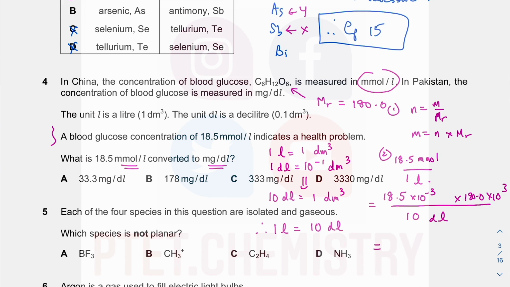So you'll see that the 10 to the minus 3 and 10 to the 3, they both cancel each other out. They give you 10 to the 0, which is 1. Anything to the power of 0 is just 1, as you will have learned from your maths lesson. So that will be milligram per 1 deciliter. So it's just option C there.